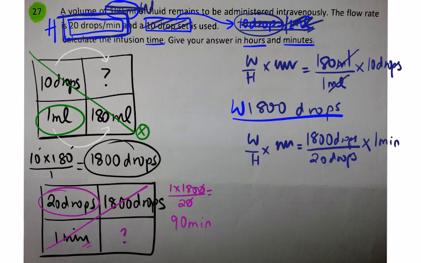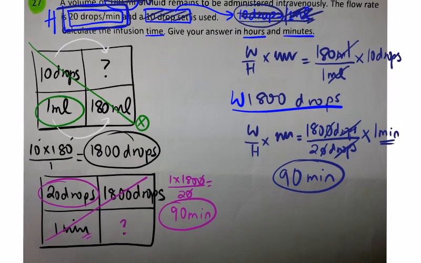Do the calculation using a calculator, or just doing the thinking here. How many 20s into 1800, or how many 2s into 180? 90 minutes, because the drops cancel out. So we got 90 minutes in both methods, and now we have to convert this into hours and minutes.